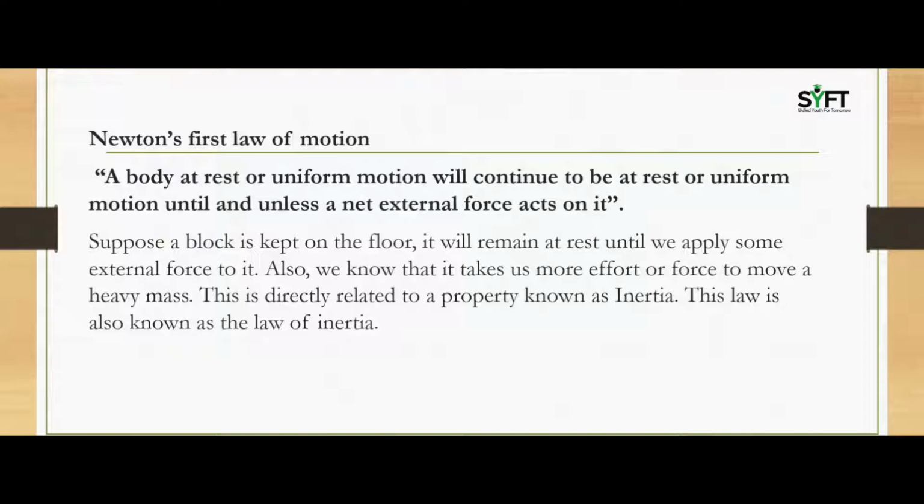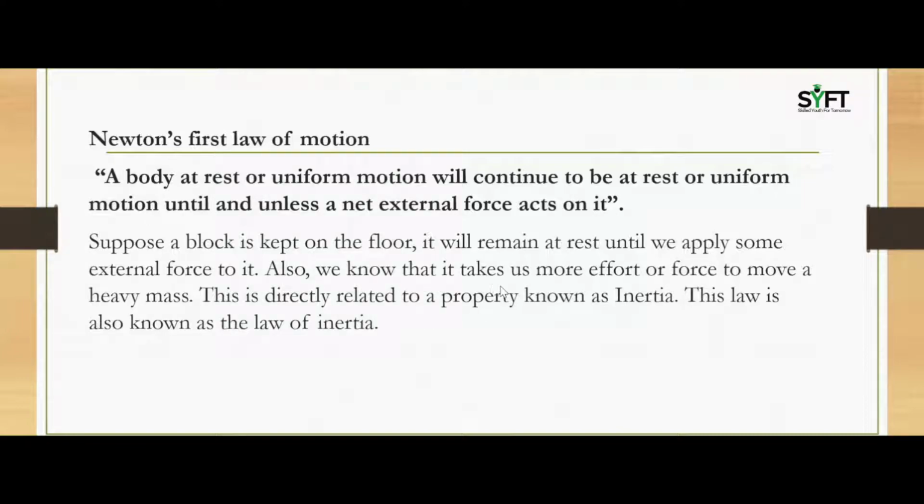So what does this law state? This law states that a body at rest or in uniform motion will continue to be at rest or in uniform motion until and unless a net external force acts on it. So basically this is your first law of motion. Suppose a block is kept on the floor. It will remain at rest until we apply some external force to it.